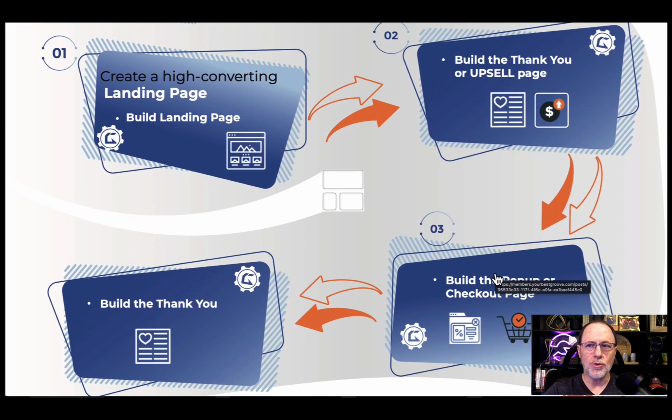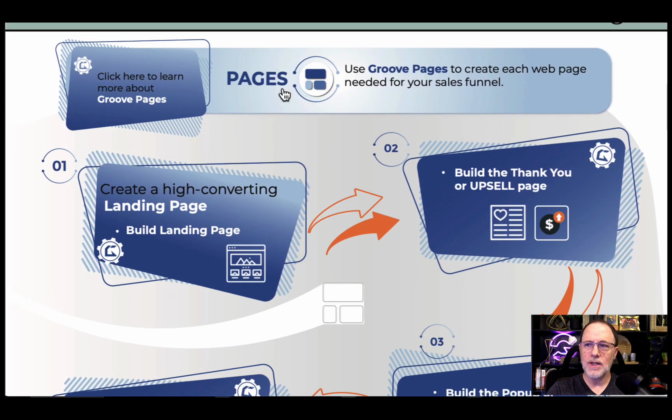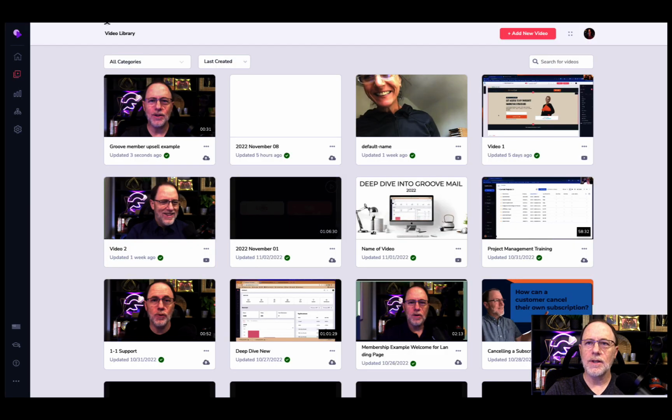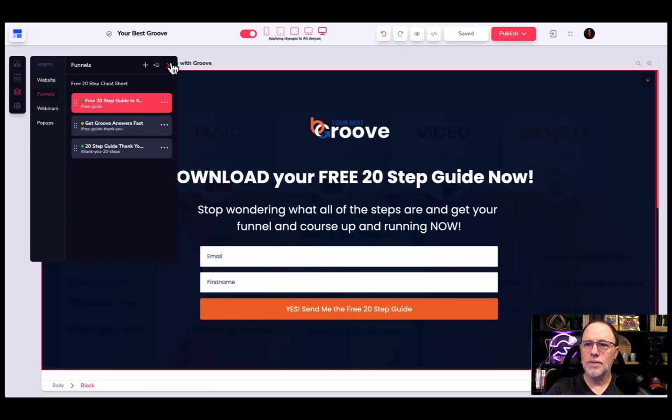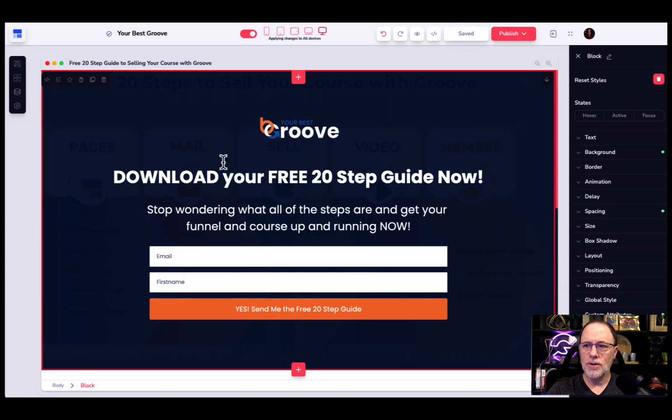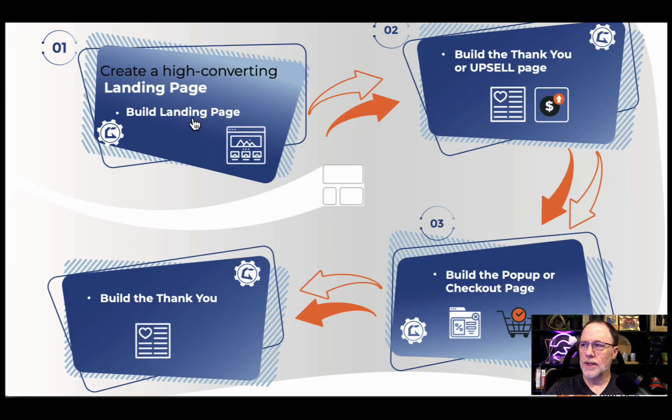Step one is to create a high converting landing page. And by the way, all of these steps are in Groove Pages. So let's go over to Groove Pages and take a look. And in Groove Pages, I created a funnel that shows these pages. So you can see here that I created a page that says, hey, you want to come and download your free 20-step guide. And if we go back and look, we're building a landing page.